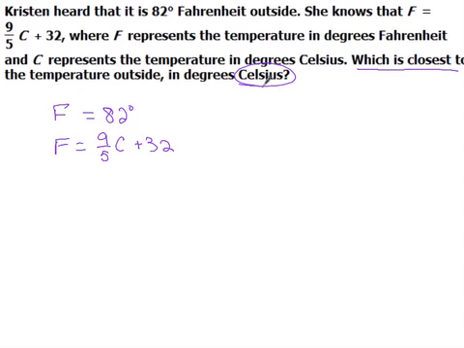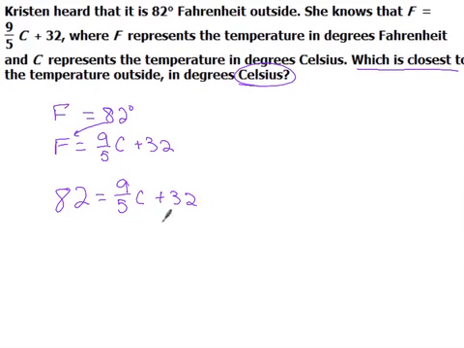You should all be screaming, substitution! So I'm going to take my 82, and I'm going to put it right there where that F is. So that I get that 82 is equal to 9/5 C plus 32. Well, again, what am I trying to solve for? I'm trying to solve for C, so I need to take that 32 and move it to the other side.